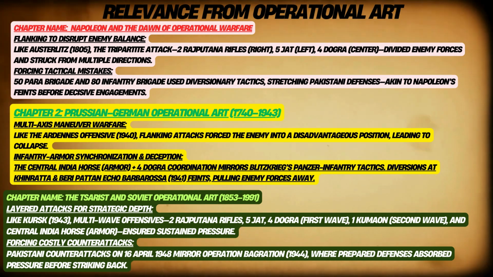Chapter 3. The Tsarist and Soviet Operational Art, 1853 to 1991. Layered attacks for strategic depth. Like Kursk, 1943, multi-wave offensives ensured sustained pressure. First wave: 2 Rajputana Rifles, 5 Jat, 4 Dogra. Second wave: 1 Kumaon, Central India Horse, armor, forcing costly counterattacks.